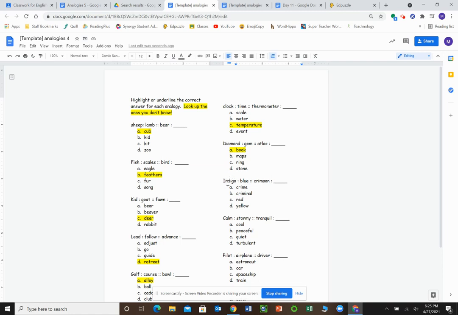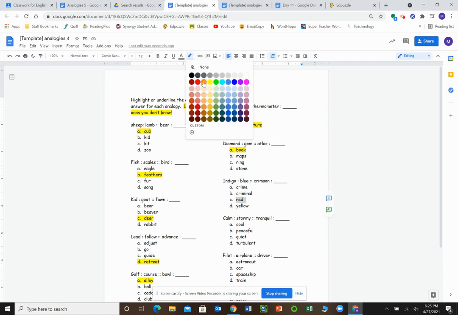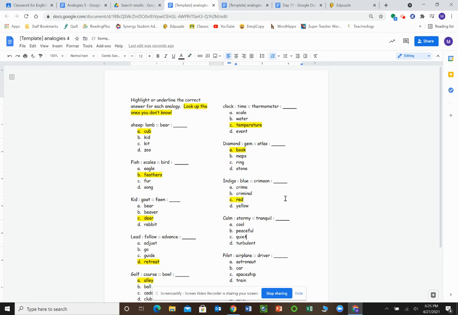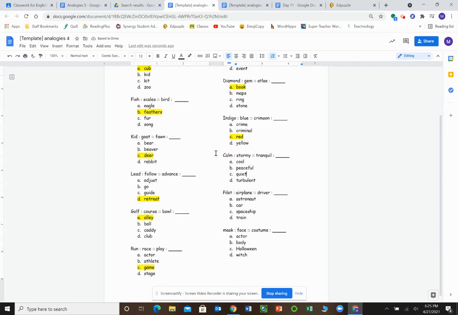Indigo is a shade of blue. Crimson is a shade of red. And if you looked it up, most of you probably knew that crimson was a form of red. Calm is to stormy. They are opposites. Calm means it's all good and peaceful. Stormy is the opposite of that. So tranquil, if that's one that you didn't know, means quiet and nice and peaceful.